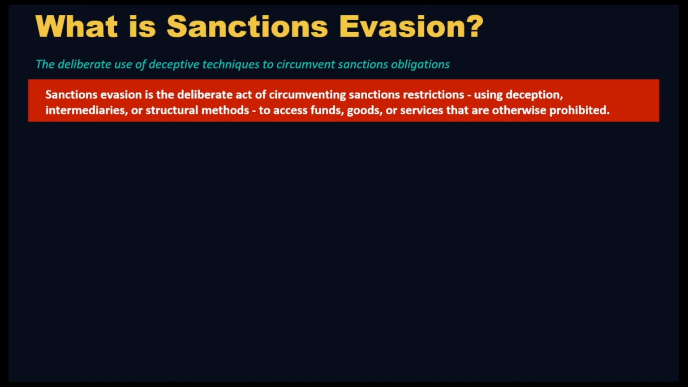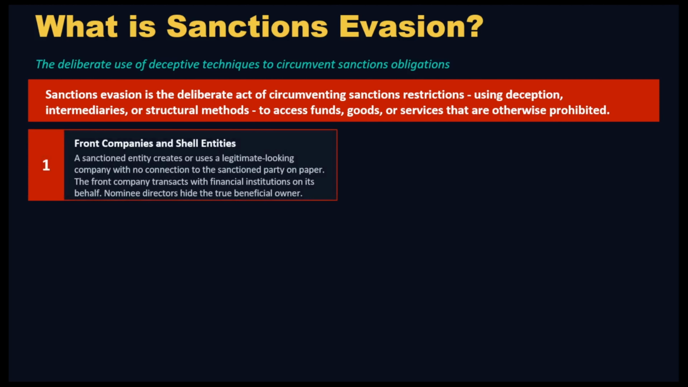So in a way, accidentally processing a transaction for a sanctioned party is a compliance failure. Deliberately engineering a structure to hide that connection is sanctions evasion, a separate and more serious legal category. There are 6 main evasion techniques, and we'll go through them one by one, and these all appear in the CAMS exam. So let's look at the first one.